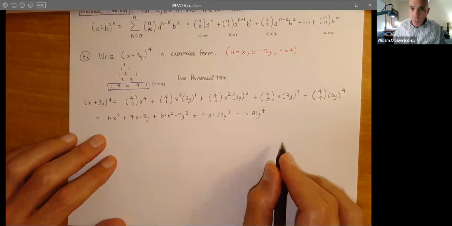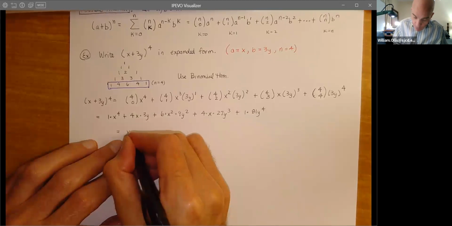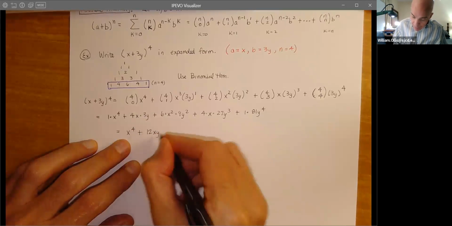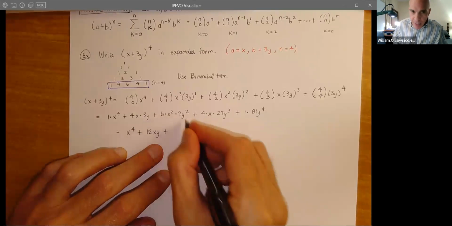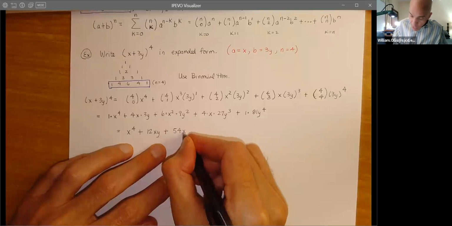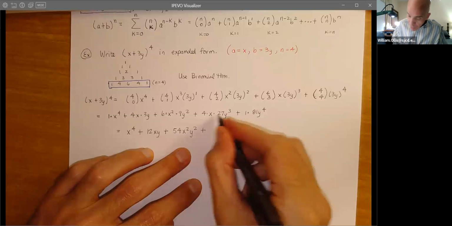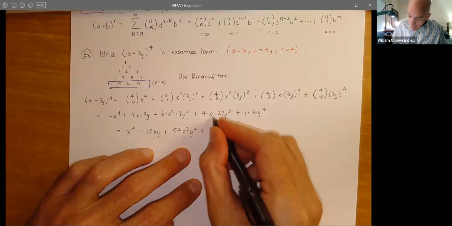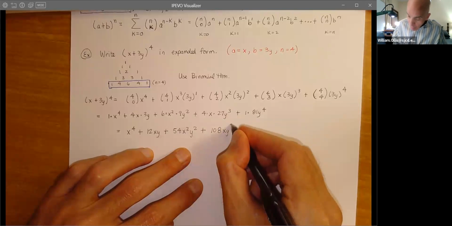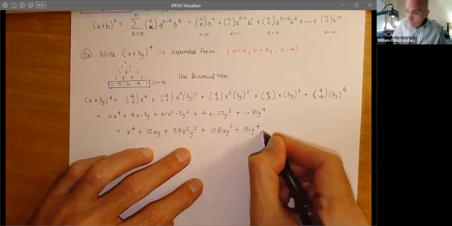So those are powers that we know. And so when we reduce this, x to the 4th plus 12xy plus, and these are easy numbers, thank goodness for that, 54x squared y squared plus, now 4, that's going to give us an 8, and an 8 plus a 2, that'll be a 10, 108xy cubed plus 81y to the 4.